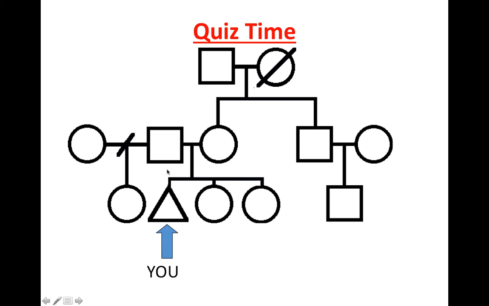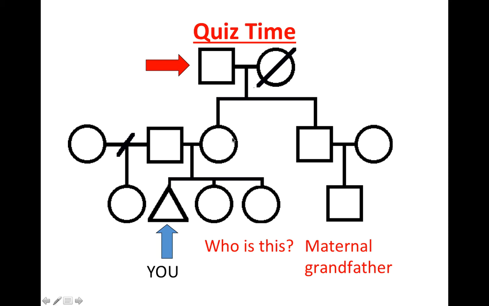Okay, so this is you. We're going to imagine this triangle. We don't know your gender, I mean, or your sex, but we could have about anybody. So this is you. Who is this? It's your sister. How about this one? Well, let's trace it back. So that's you. That's your mom and your dad. That's your mom's line going up. Oh, that's your mom's dad. So it's your maternal grandfather.